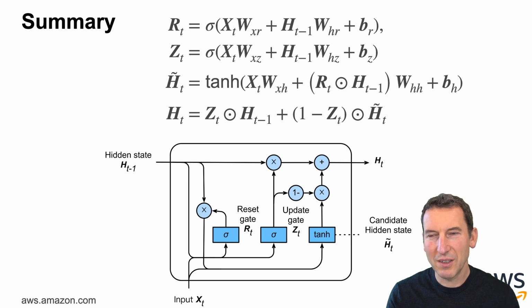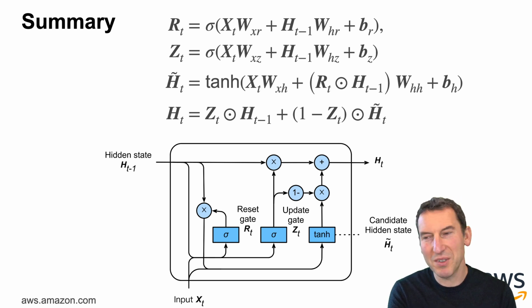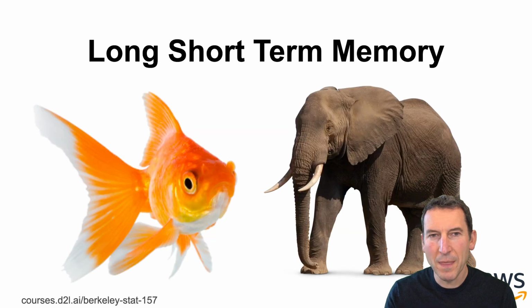So in its full glory, these are the equations that give me the GRU, the gated recurrent unit. And in many cases, this works very well. More importantly, the GRU is computationally a little bit more efficient than the LSTM, so a lot of people use it. Okay. Now to the granddaddy of all these recurrent models, namely the long short-term memory.